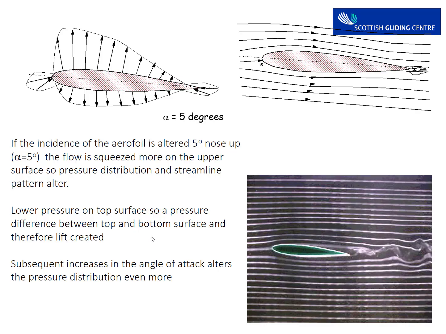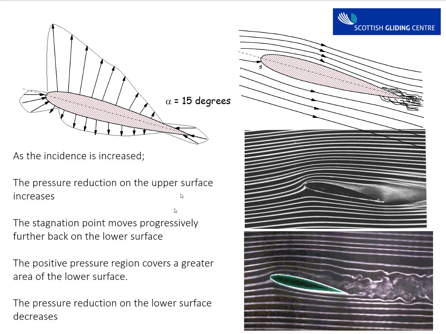If I increase the angle up to say 15 degrees, what we see now is that the streamlines are much closer together on the upper surface, showing that the flow is being squeezed a lot more by the airfoil over the top surface. The velocities are higher, the pressures are lower, and over the bottom surface of the wing the flow is not being squeezed as much, and therefore the pressure drop isn't as great, and we're getting a much bigger pressure difference between the upper and lower surfaces of the wing, and therefore much bigger suck and much bigger lift force.